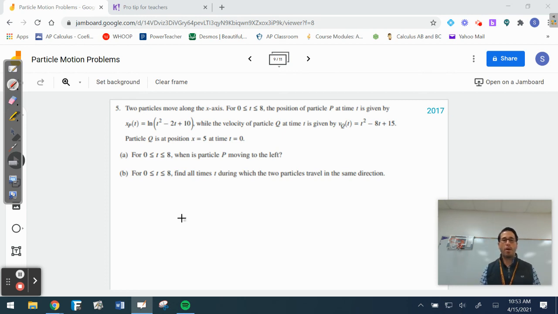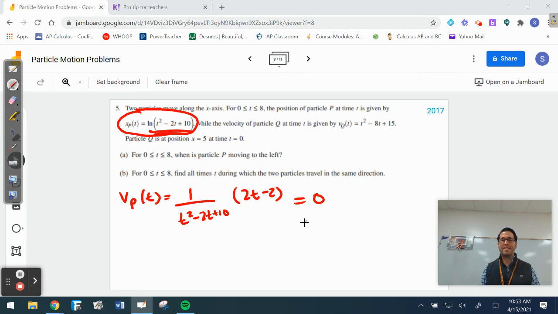All right, I want to know when particle P is moving left. In order to know when particle P is moving left, I need to know when velocity is negative. In order to know when velocity is negative, I better find velocity, which happens to be the derivative of position, which is a chain rule: don't you dare touch the inside. But then I'm going to have to take the derivative of the inside, which is 2t minus 2. And I want to know when that's equal to 0 because I'm going to need some critical points. And I'm actually going to put it up here because I have a feeling I might need it later on.